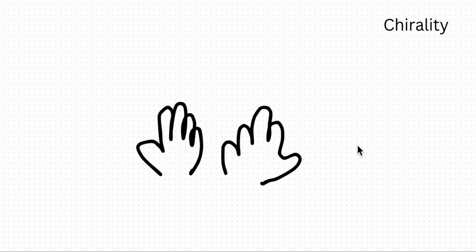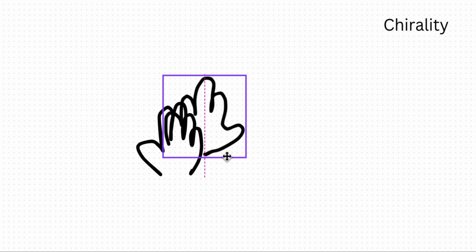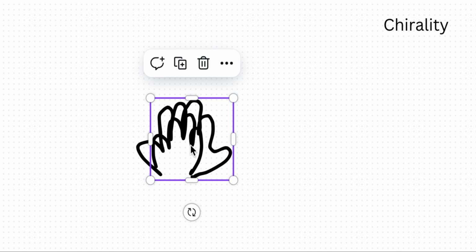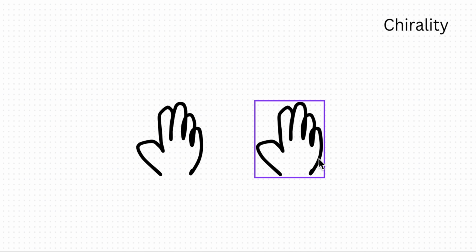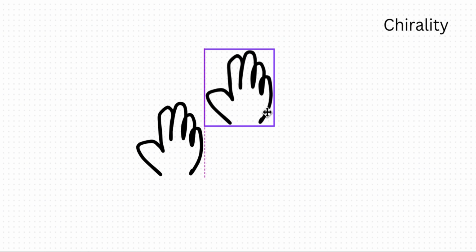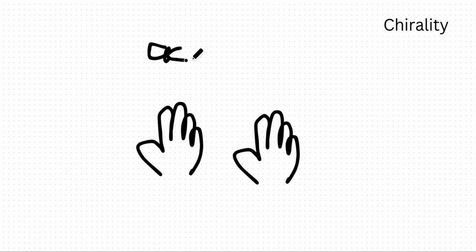Chiral images are what we call non-superimposable. So if we put this hand over this hand, we can see that the two thumbs sticking out are not the same. This means these hands are chiral. If you have two left hands, then these two hands are what are called achiral. They are the same, achiral.